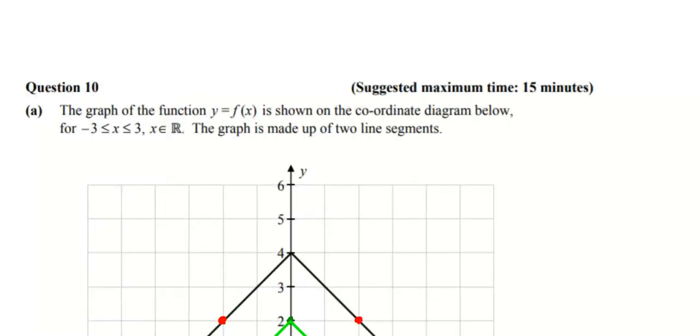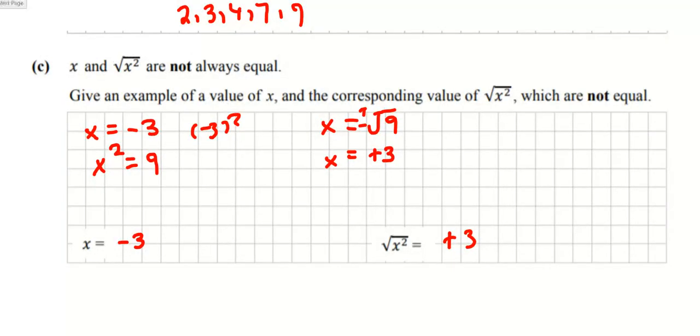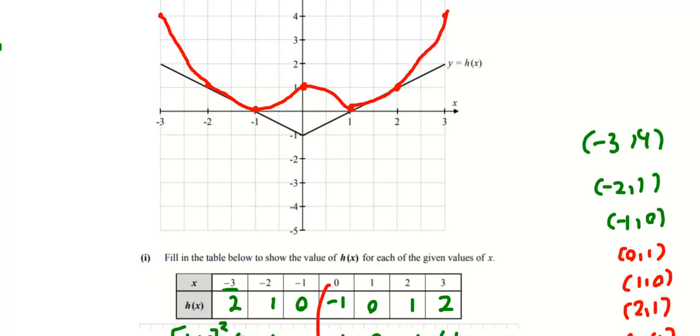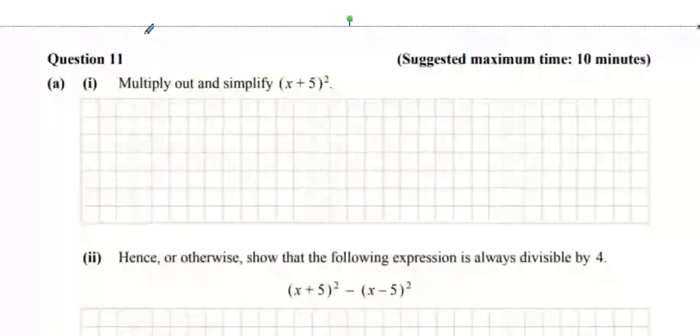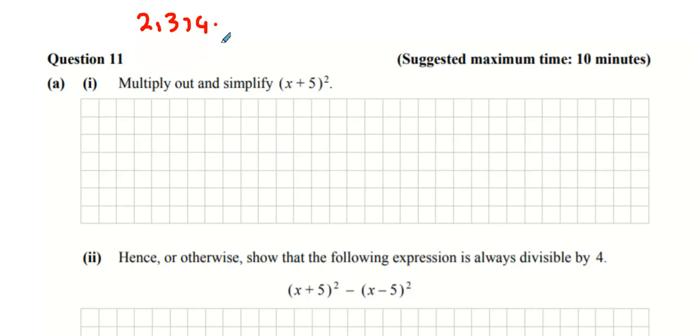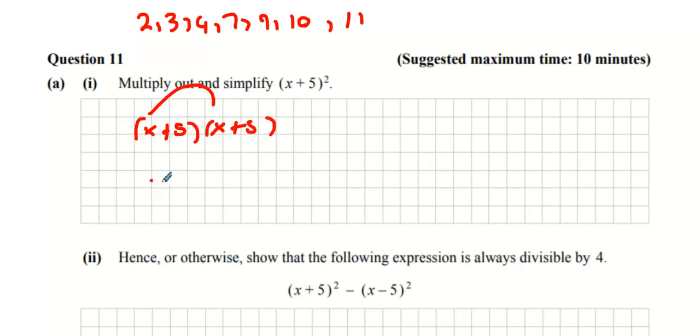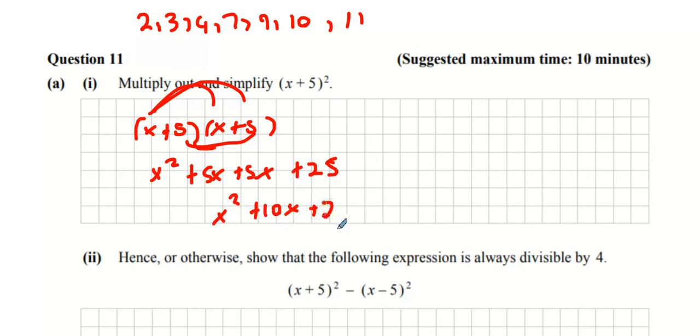So 3, 5, 2, 3, 4, 7, 9, 10. Done that. 7, 9, 10. Now we're on 11. Multiply out and simplify this. It's x plus 5 by x plus 5. Multiply it out, you get x squared plus 5x plus another 5x plus 25. x squared plus 10x plus 25.